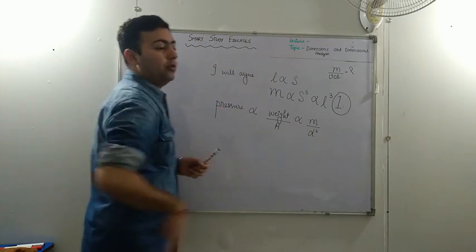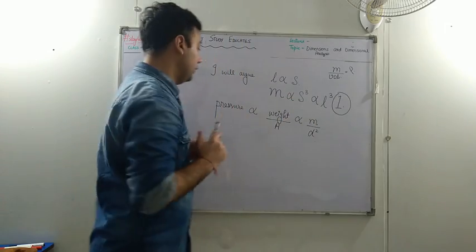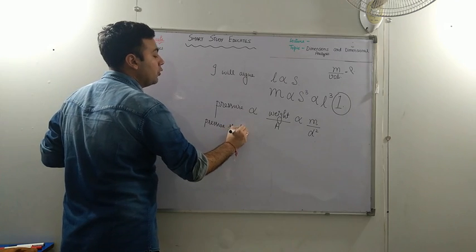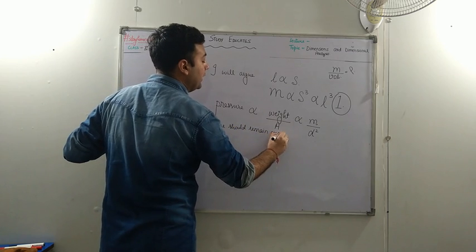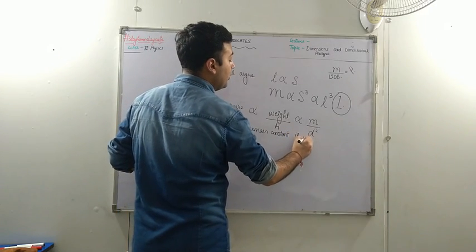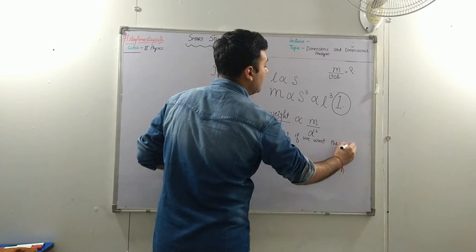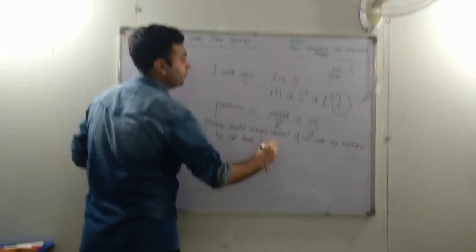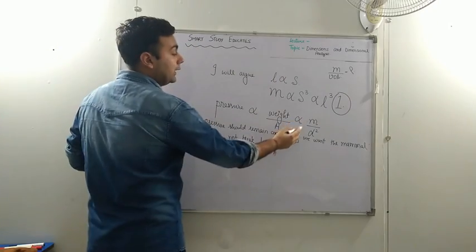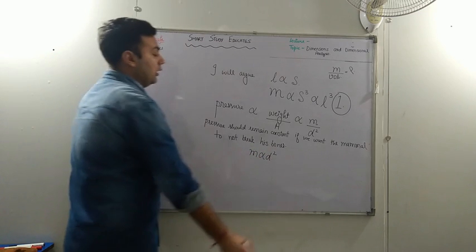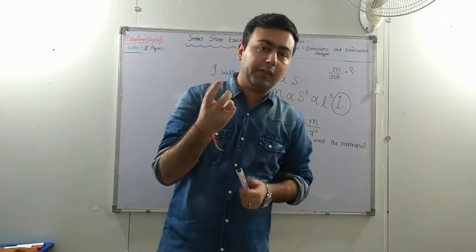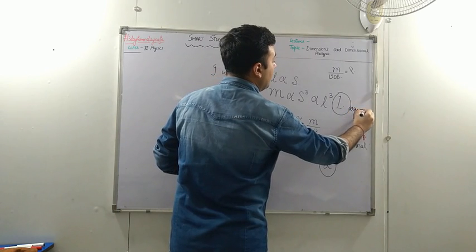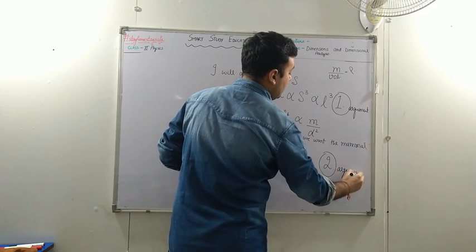So now if I do not want the mammal to break its bones, then that will mean the pressure should remain constant. This is a very important second argument. Pressure should remain constant if we want the mammal to not break its bones. That will only mean that both these things should be proportional to each other. Mass should be directly proportional to the thickness of the femur bone squared. That will be my second argument. First argument and second argument. Please note this down.